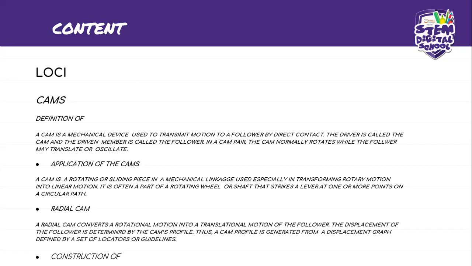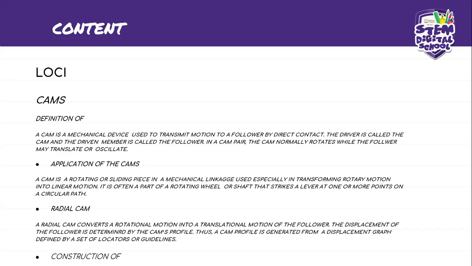Now, our focus is on the radial cam. There are basically about two main types of cams, that is the radial and the cylindrical. You'd find that there is also a flat cam, but it is not used as often as the radial or the cylindrical. So we want to look first at the radial cam.